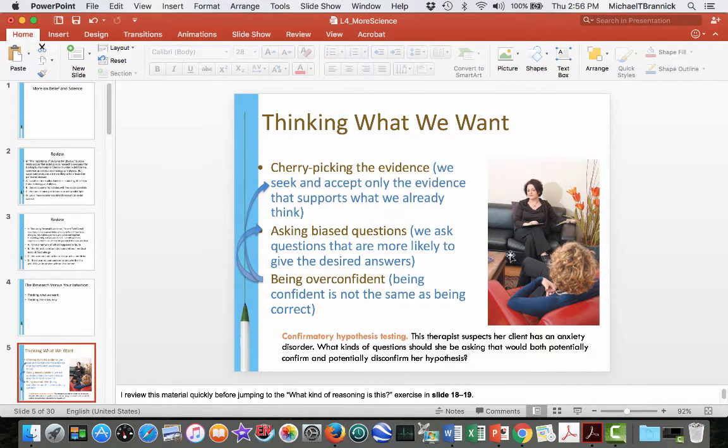If she's thinking this, our natural tendency would be, well, what kind of situations make you anxious, and what kind of response do you have when you're anxious, and does the anxiety get in the way of you doing things that you want to do, and questions like that. It's harder to think now, what kind of stuff would indicate you don't have an anxiety disorder?